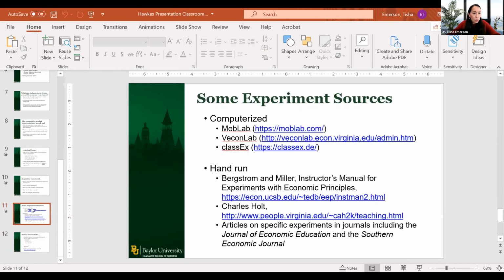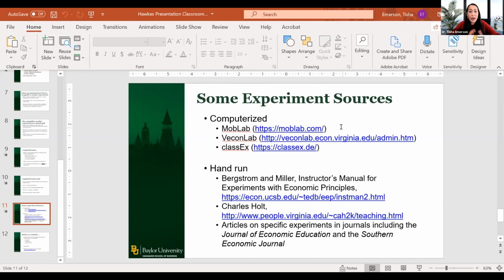Okay, so let me now just show you a few sources of experiments. The computerized I already mentioned. So there's MobLab, that is a fee service. But again, if you have a Cengage textbook and you use MindTap, which is their interactive system where you can have computerized homework and stuff, you already have access to the MobLab experiments, whether you're using them or not. So there would be no additional fee for anyone who's in that situation. The other two computerized options are completely free. They're not tied to any textbook or anything. And they're VEconLab and ClassX. And again, what we used was ClassX.